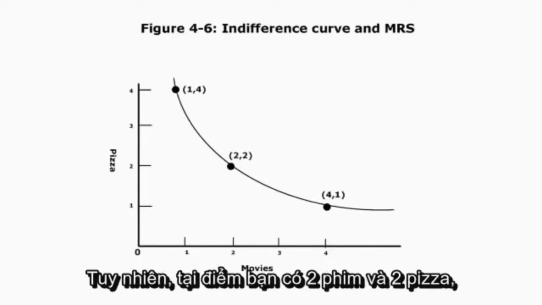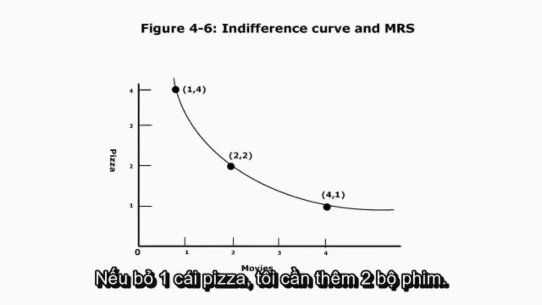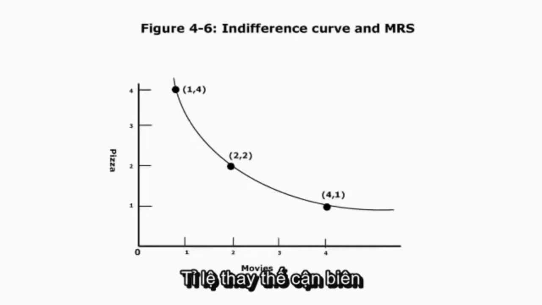However, when you're at 2 movies and 2 pizzas, and I say, okay, how about giving up 1 more pizza to see more movies? Now you say, wait a second. To give up 1 more pizza, I need to see 2 more movies. My marginal rate of substitution on that second segment is -0.5. The marginal rate of substitution on the first segment is -2.